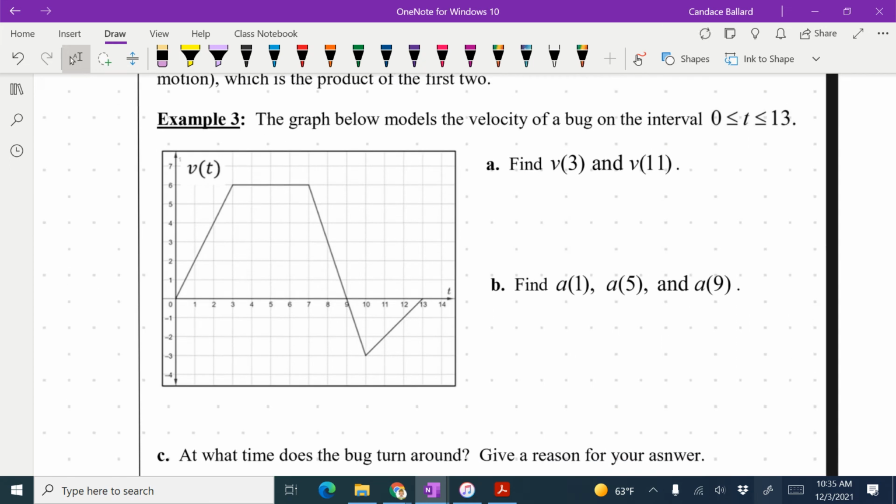So, the teachers, they happen to be male teachers, so I call them the guys sometimes. The guys that I borrow some of the note questions from, that I've adapted them from, they have a thing about bugs when they do position, velocity, and acceleration. So we do a lot of problems about bugs moving. Because bugs move in a little straight line, right? Okay. So the graph below models the velocity of a bug on the interval from 0 to 13.